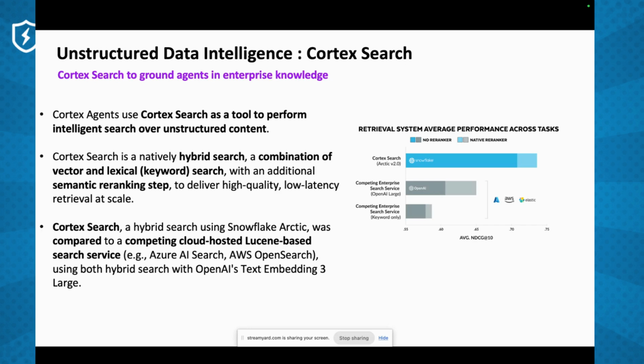If you see on the right side, the above one is Snowflake Cortex Search, which is using Arctic 2.0, and it's much better, right? The results are much better. So what I'm saying is that a lot of tools can do that, but it's all about precision and accuracy. And Snowflake has actually given the data points, the results, that explain that it is very, very accurate. So that is where Cortex Search comes in, unstructured data intelligence.